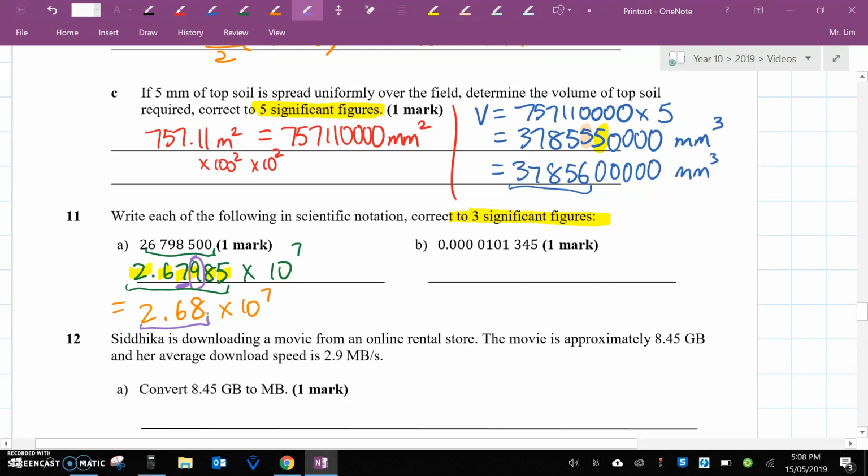Question B is the same thing. 1.01345 times 10 to the power of negative 1, 2, 3, 4, 5. Except there are 6 significant figures here. So let's just round it. 1.01. I need 3 numbers, 3 significant figures, times 10 to the power minus 5. Because of this 3, this 1 remains the same.